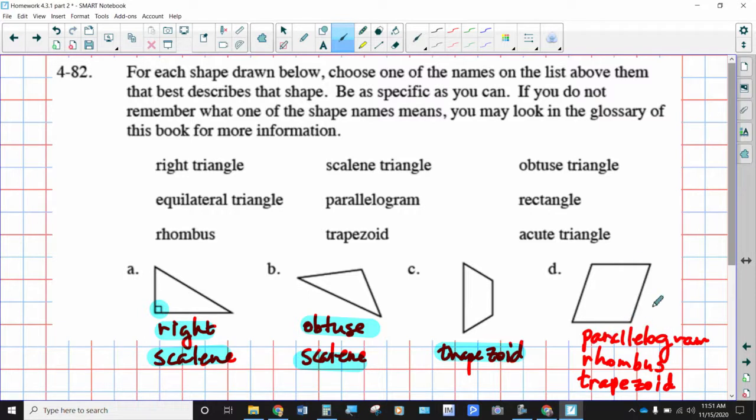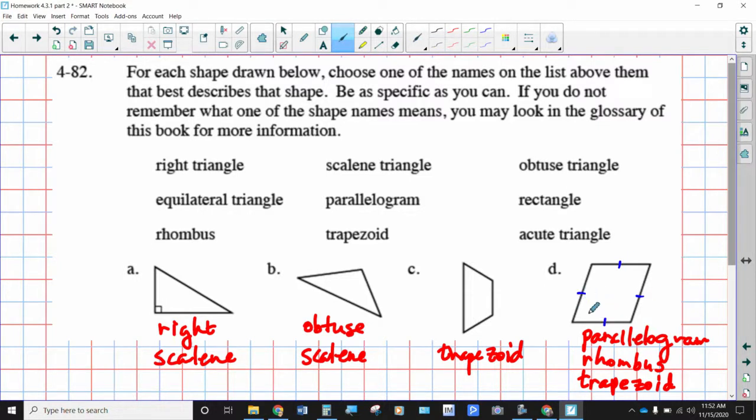It's a parallelogram because it actually has opposite sides that are parallel to each other. So that defines it as a parallelogram. So the parallelogram is a more specific name than the trapezoid. But the most specific name for this would be rhombus because it's got four sides that are equal in length.